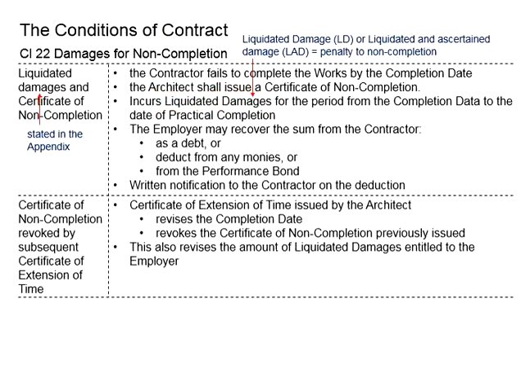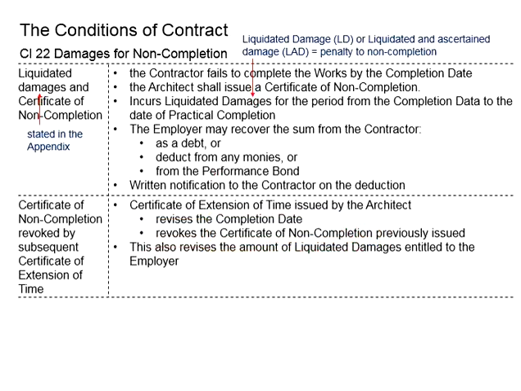In the case that there are reasonable reasons for the delay, an extension of time may be granted. With that, the architect may issue the certificate of extension of time. When this certificate is issued, that means the completion date has now been revised. There will be a new completion date, and this should revoke the certificate of non-completions previously issued.